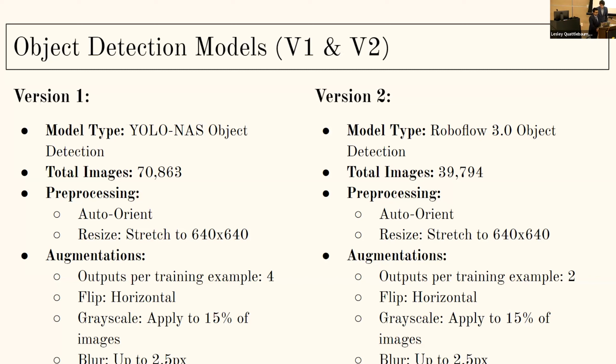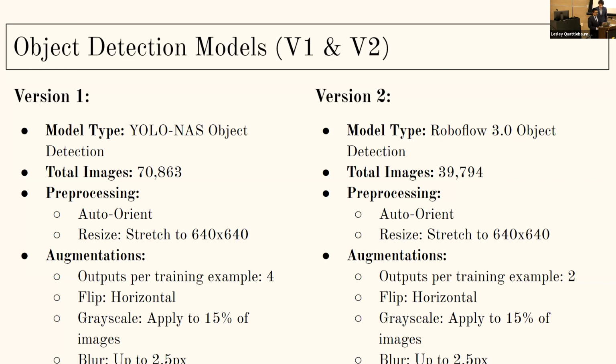And I also want to note, for version 1 of our object detection model, it did have almost 71,000 images. And this was through a feature on Roboflow that auto-augments some of the sample data, making it a little bit different than the original image, and then retrains it. So I believe there's a stat that, yes, outputs per training example is 4. So we're roughly quadrupling our training data with this pre-processing technique.